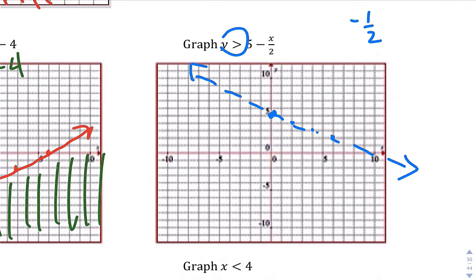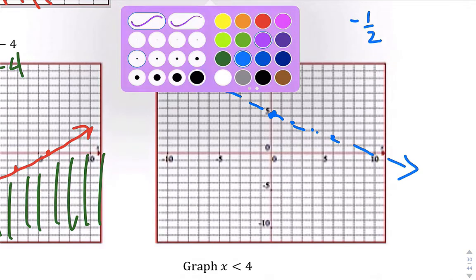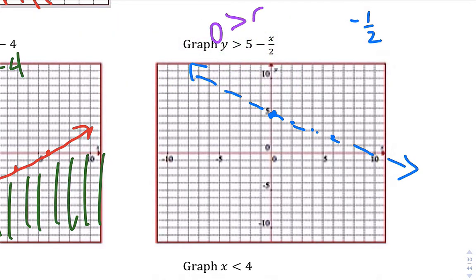Okay, we'll pick a point, test, and shade, like 0, 0. So is 0 greater than 5, because the 0 over 2 would be 0? Is 0 bigger than 5? That's false. So we're going to shade above the line here.